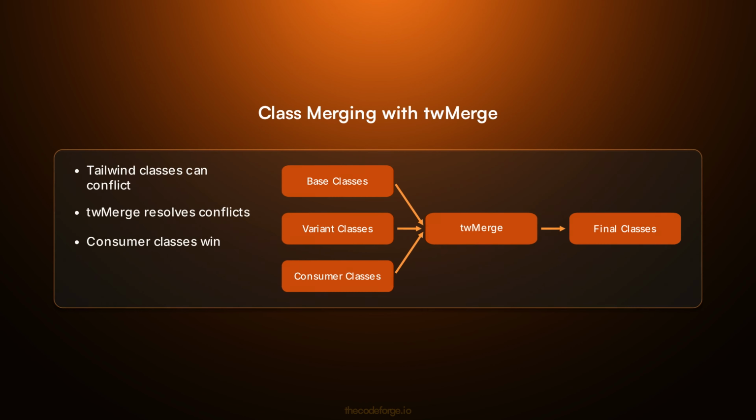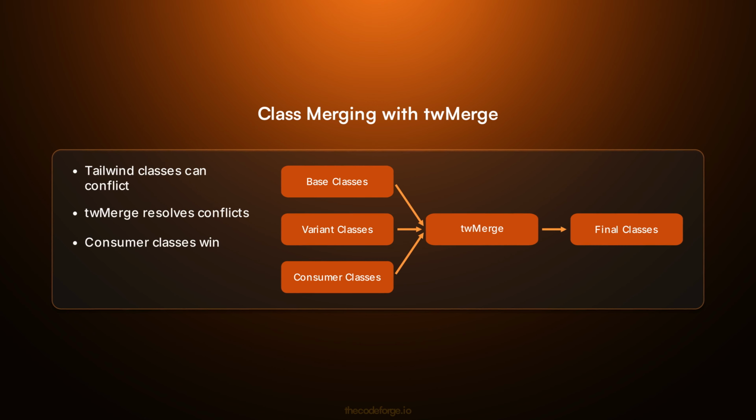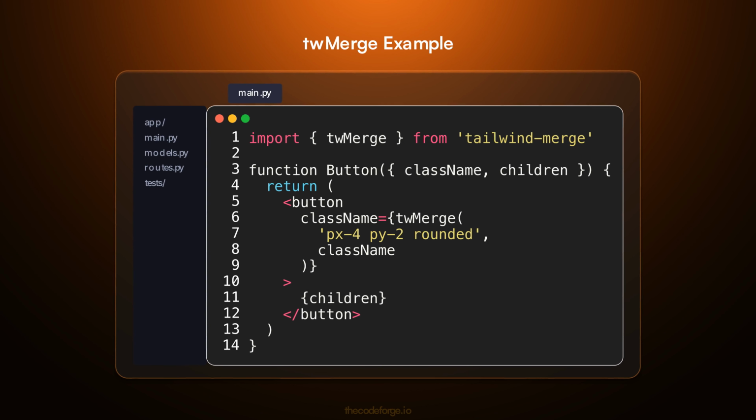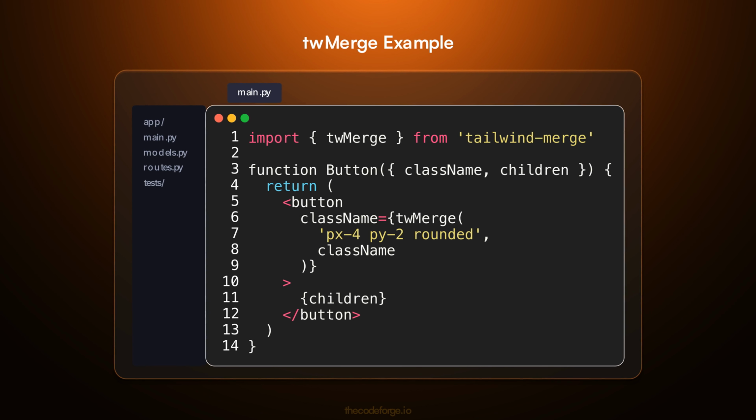When multiple Tailwind classes conflict, like text-sm and text-lg, twMerge intelligently resolves the conflict by keeping the last class. This is essential for components that accept className props. Here's how to use twMerge. It merges base classes with consumer-provided classes, resolving any conflicts predictably.